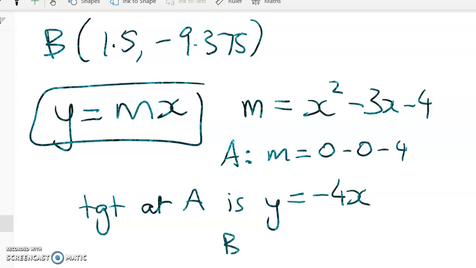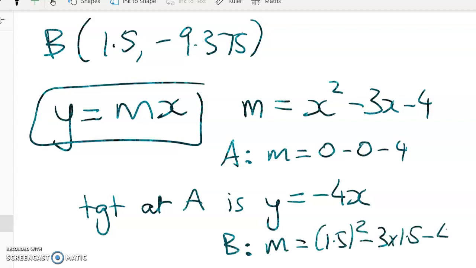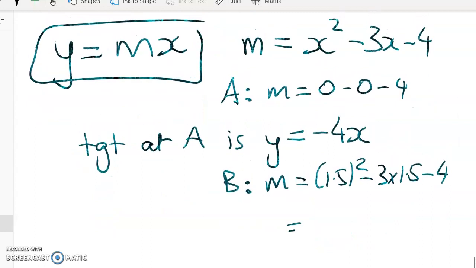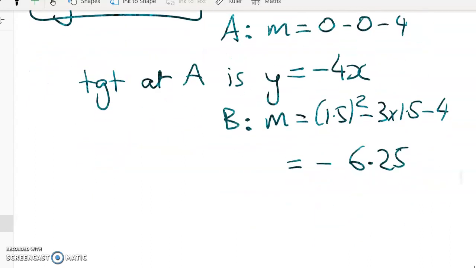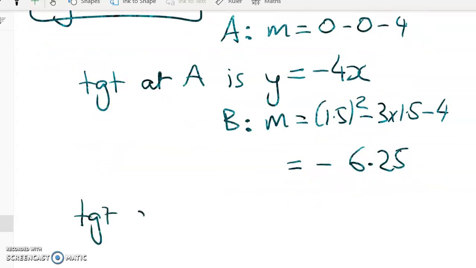And when I do the same thing for point B, substituting in 1.5, m works out to be 1.5 squared minus 3 times 1.5 minus 4. And what does that give me? That gives me negative 6.25. So the tangent at B is y equals negative 6.25x.